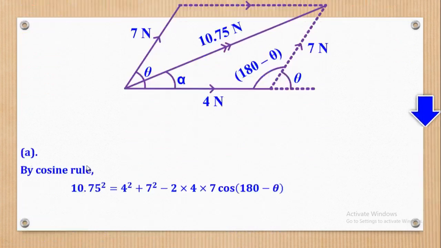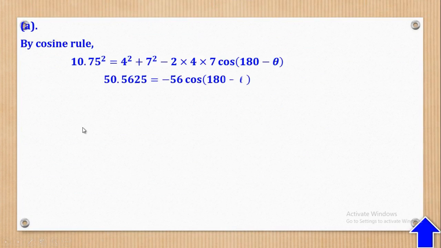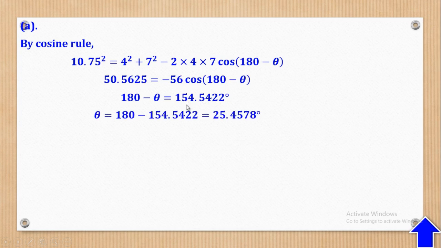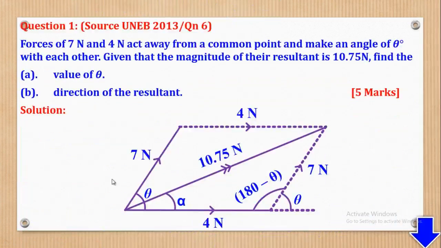So when we simplify that, we shall come up with 50.5625 being equal to negative 56 cos(180 minus theta). And when I simplify further, I'll come up with 180 minus theta being equal to 154.542 degrees. And when I make theta the subject, I'll come up with 25.4578 degrees. So basically, that's what they wanted in part A. So now we shall go to part B, which says find the direction of the resultant force.